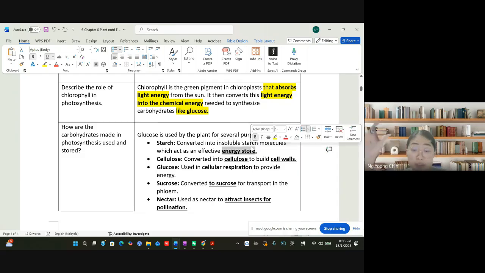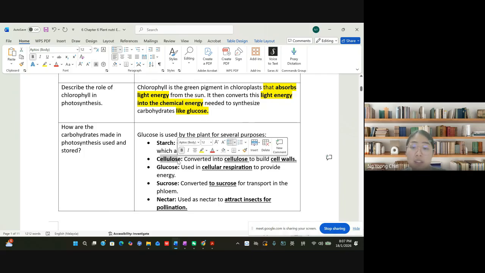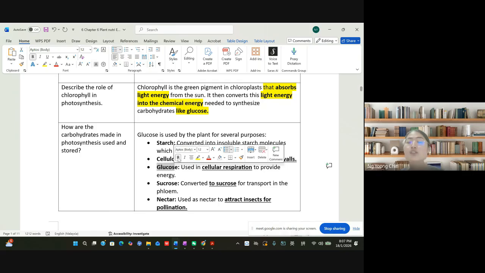So you need to remember that plants store their excess energy in the form of starch, but animals store excess energy in the form of glycogen. So that's the difference. That's why glucose is not used to make starch, and also cellulose. Glucose is usually used as a source of energy in respiration.